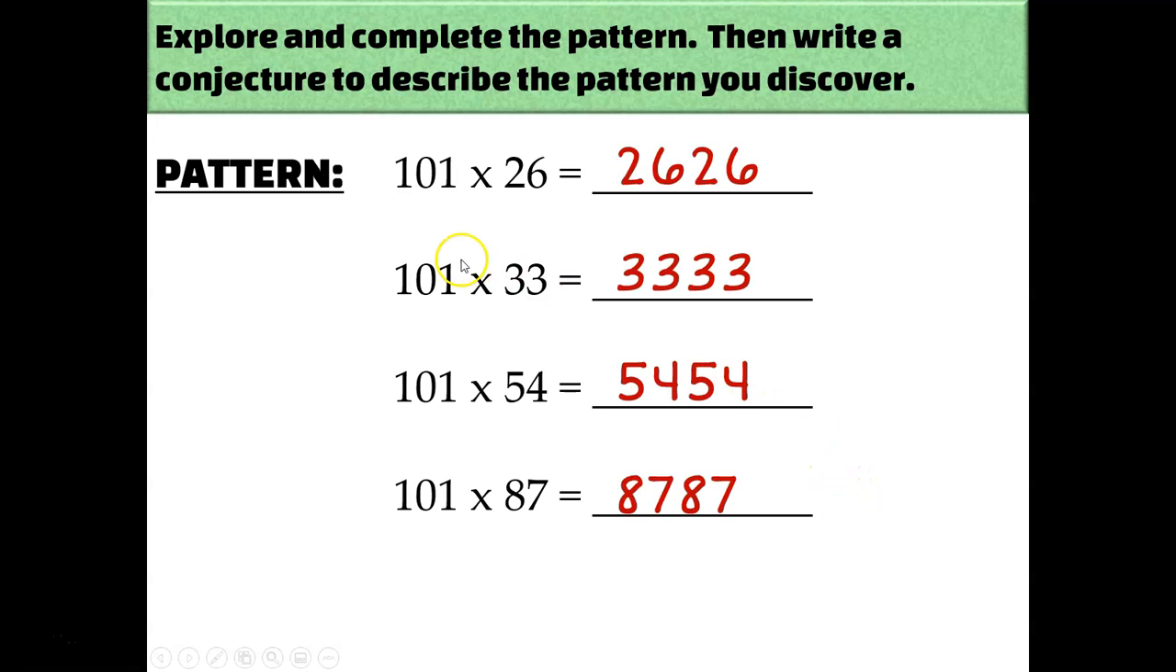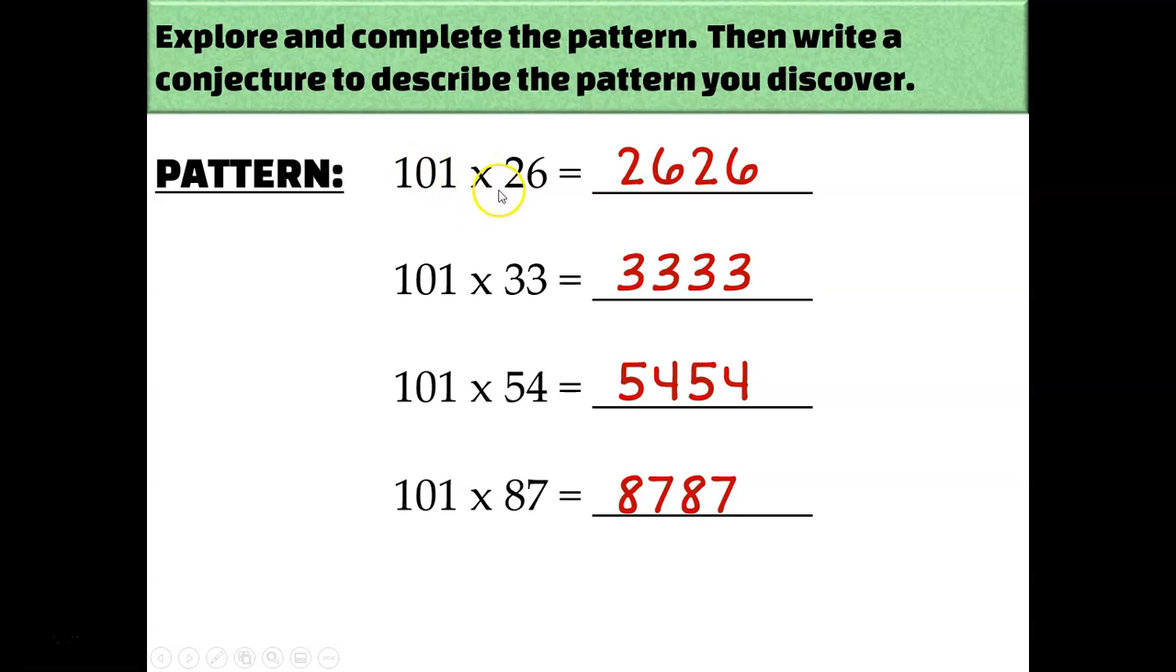Well, what were we doing each time? We had 101 each time. That was the same for all the problems. And then we multiplied it by a number. Okay, so that's like the first half of my conjecture. We're kind of going to write a conditional statement. If I do something, then I'll get a certain result. So let's concentrate on the hypothesis first. What am I doing each time? I'm multiplying 101 times a number.